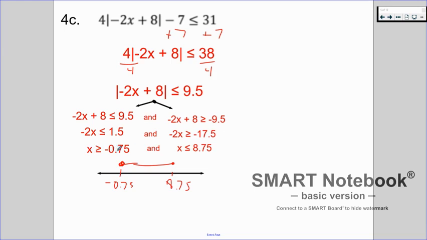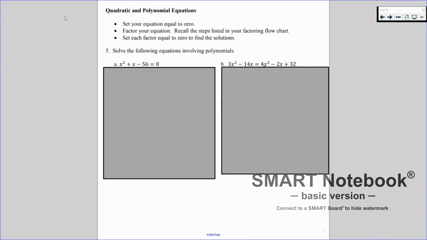So I've got all the numbers bigger than negative 0.75, including it. So I tried to color that one in, and everything less than positive 8.75, again colored in because we had the equal to. So looking at that in interval notation, I'm going from negative 0.75 up to positive 8.75. In this case, we've got closed circles, so we're going to include both endpoints. And there's number 4. Number 5, here we're going to be solving some polynomial equations.